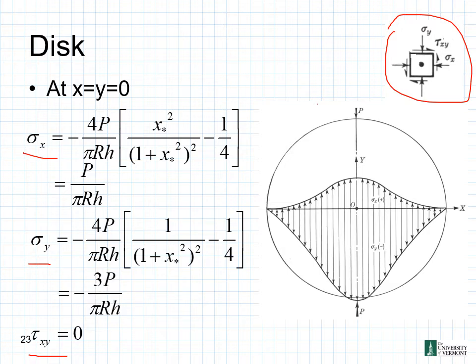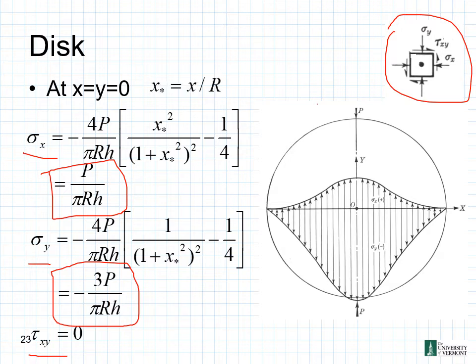If we reduce these down, what we can see now when we plug in here, our sigma x reduces down to this here, our p over pi r h, and our sigma y reduces down to a negative 3p over pi r h. And again, this is still for that same relationship here. This is equal to our x over our r value.